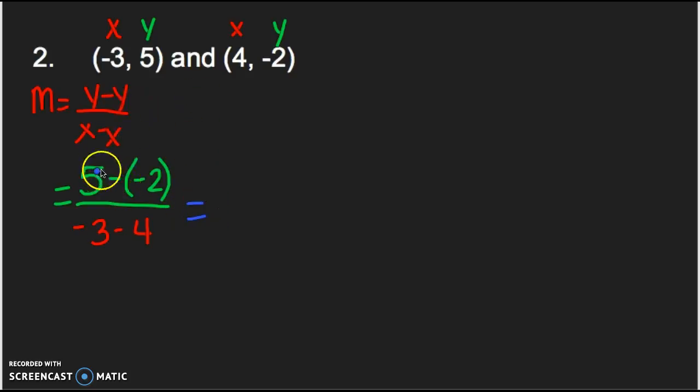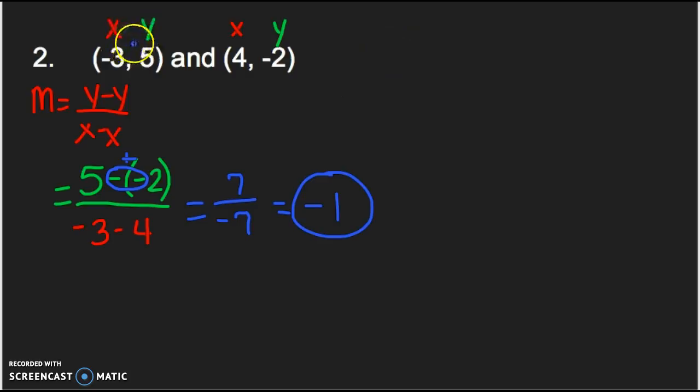Okay, now 5 minus a -2. Remember, your minus and negative becomes a plus. So 5 plus 2 is 7. And -3 minus 4 is -7. Now, you can simplify this. A positive and a negative make it negative, and 7 over 7 is 1. So for this one, your slope would be -1.